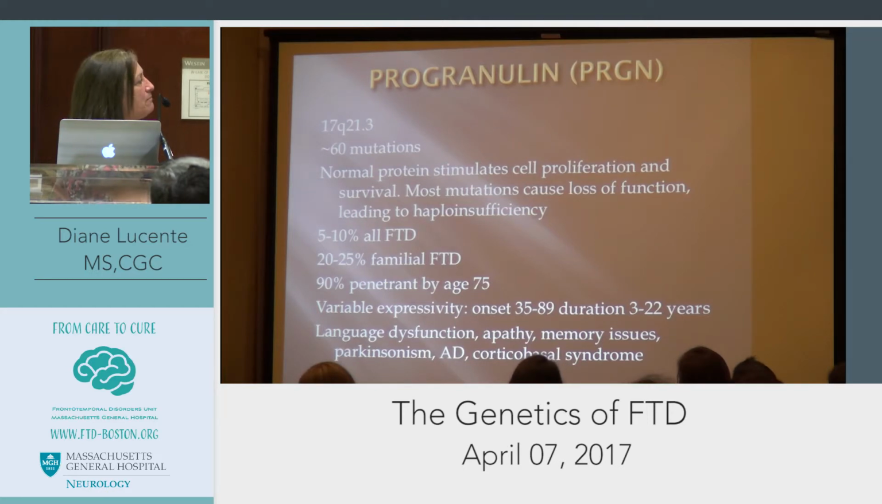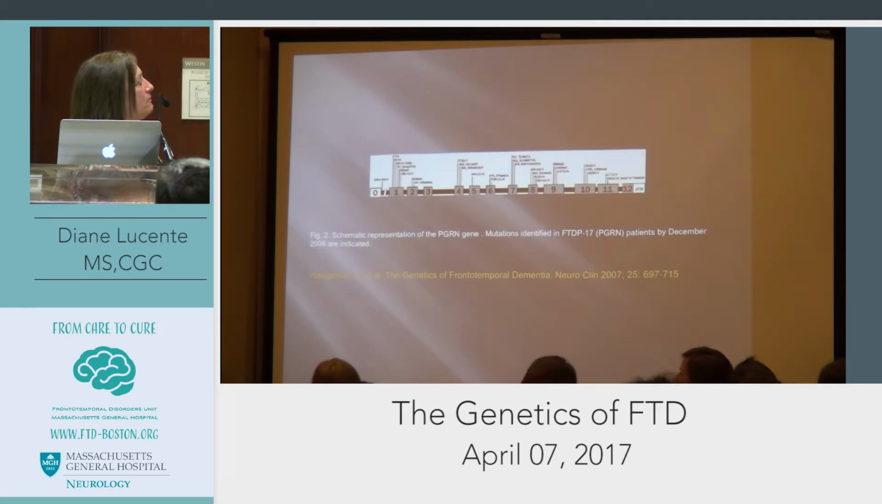Maybe accounts for 5 to 10% of all FTD and maybe a quarter of familial. Penetrance means if you have a genetic change, what's the chance you will have a disease? And it's greater than 95%. It's certainly variable, not only between families, but within families. I've seen a 20-year range in a family, between family members. It has a wide age of onset and certainly a wide range of duration. Certainly can be associated with other neurodegenerative conditions too. And then here's just a picture of the progranulin gene. And as you can see, the changes occur all throughout the gene.